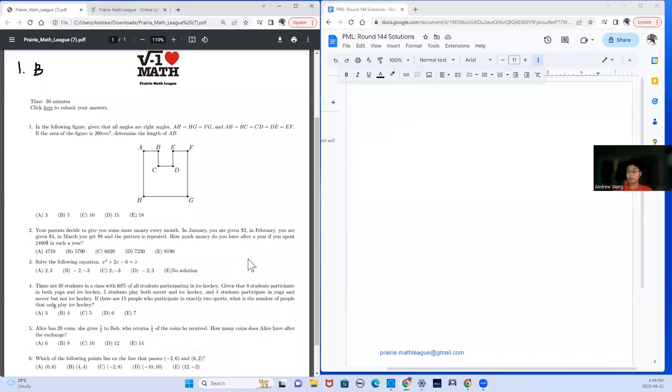Your parents decide to give you some more money every month. In January, you are given $2. In February, you are given $4. In March, you get $8, and the pattern is repeated. How much money do you have after a year if you spent $2,400 in such a year? In this question, we can see there's a pattern where every month they get double the amount of money than they did before.